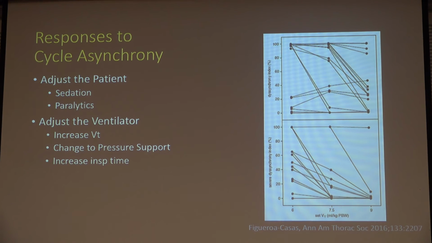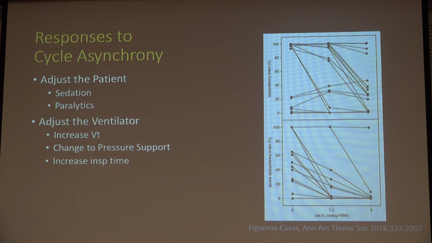And when we think about that, how do we respond to cycle asynchrony? Well, one thing would be to change the tidal volume. Like we talked about, low tidal volume ventilation is associated with asynchrony. So in this study, they went from 6 cc's per kilogram to 7.5 cc's per kilogram to 9 cc's per kilogram and found that cycle asynchrony decreased when they increased tidal volume. Again, that seems fairly straightforward, increasing the tidal volume.